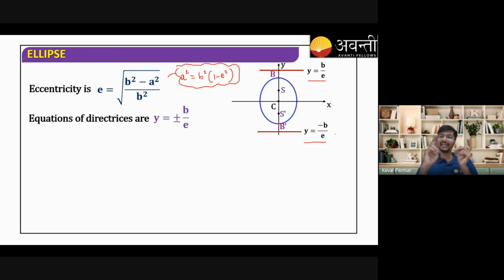If you see, in every formula a is replaced by b. That is the single difference. And x is replaced by y. So there it was x equals a by e; here we get y equals b by e. I'm giving it to you this way so you can remember the formula. It will be very easy for you all to remember the formula.